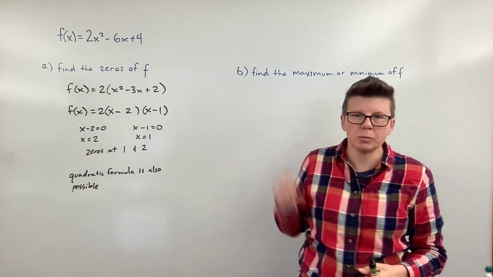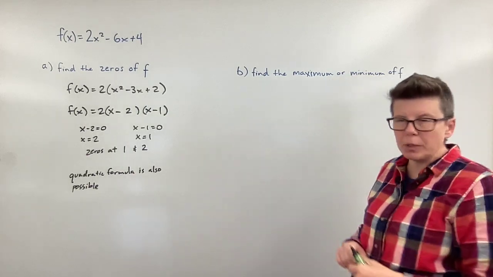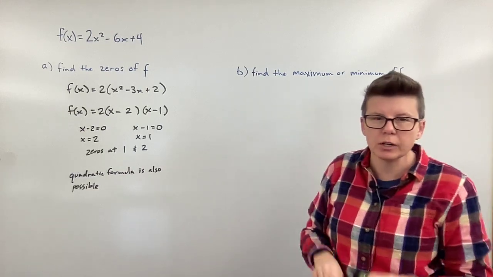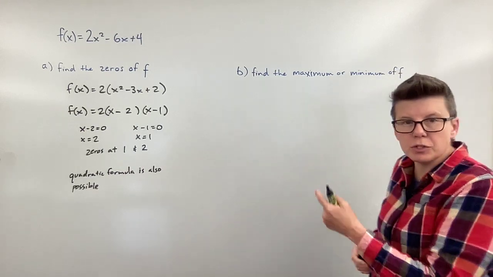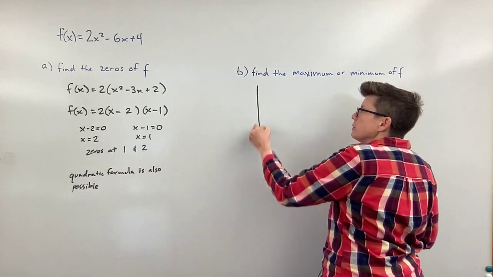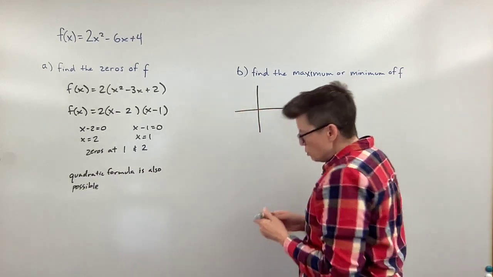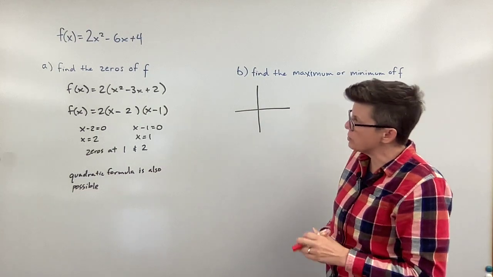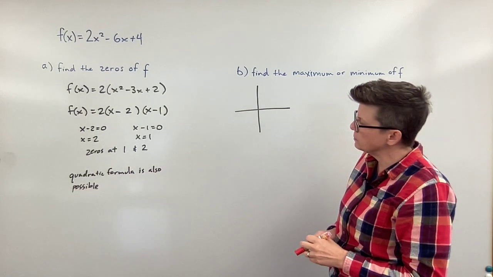Now for the second half of the problem, let's find the maximum or minimum of f. We need to think about what that means for a particular function. I'm going to make a really quick sketch of this function to help understand. I know that I've got 2 zeros, as well as, what else do I know?